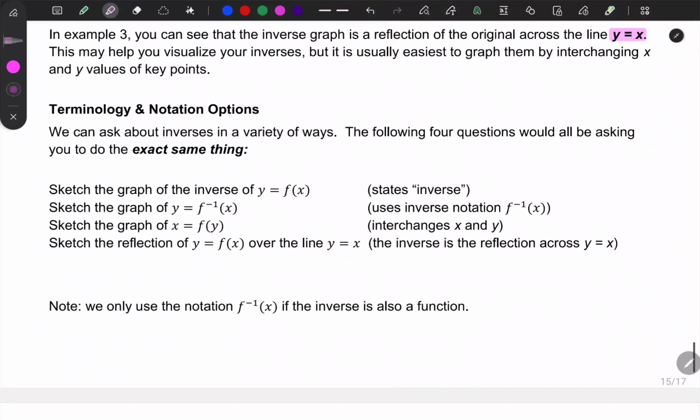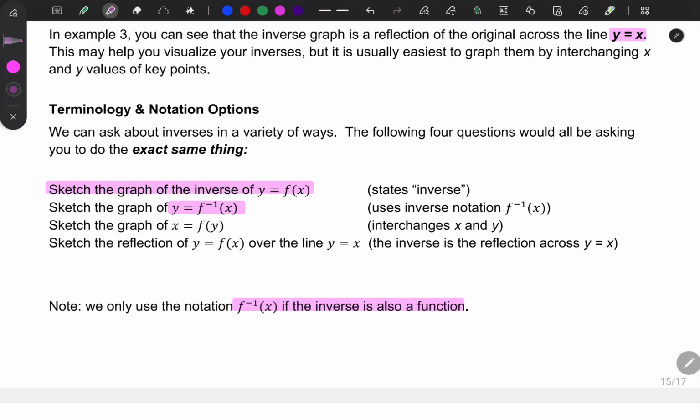To wrap this up, let's go over a little bit of notation. So we can ask different things about inverses, and each of them would really be asking you to do the same thing. So the first one says, sketch the graph of the inverse of y equals f of x. That's the most straightforward. If you see this f with the -1, remember that is also notation for f inverse. That one is specifically used if the inverse is a function.